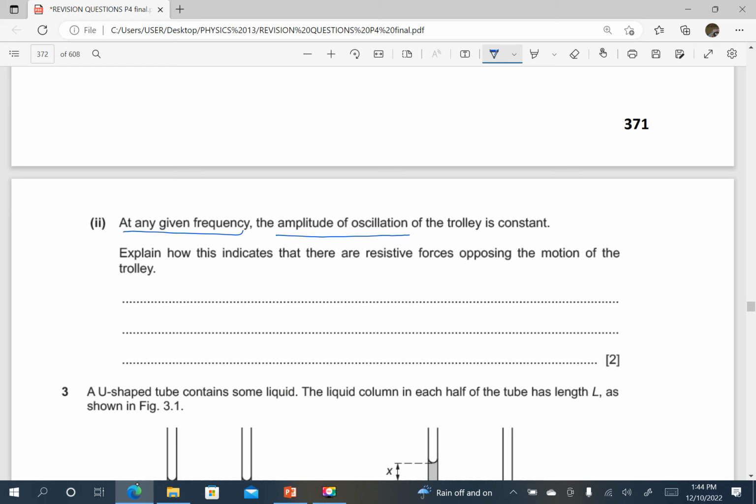So we simply say the oscillator supplies energy continuously.